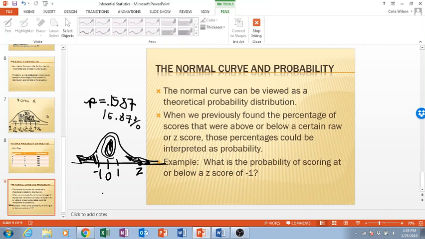Okay, so that's a brief intro to inferential statistics and probability. We're going to continue and look at null hypothesis significance testing.